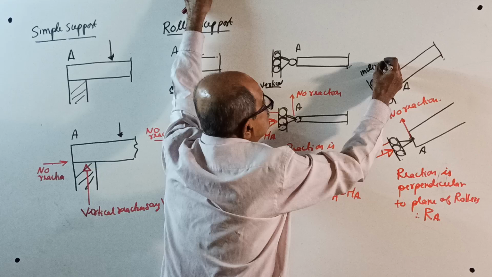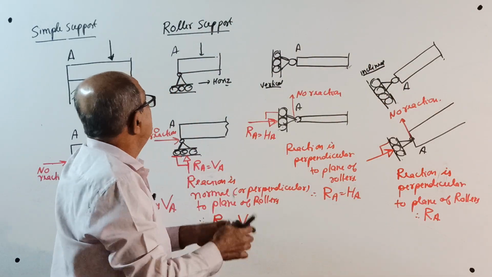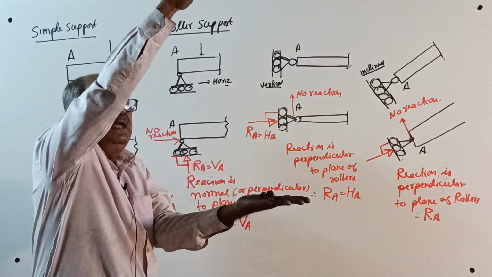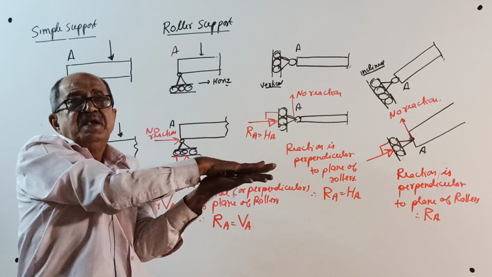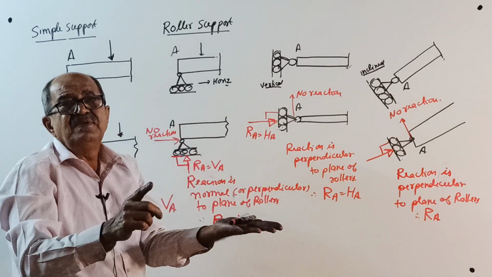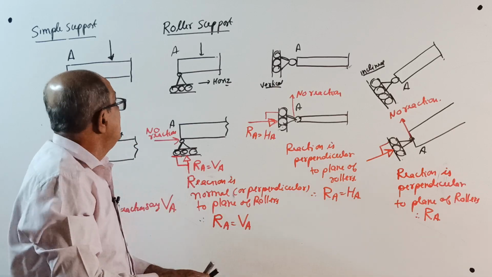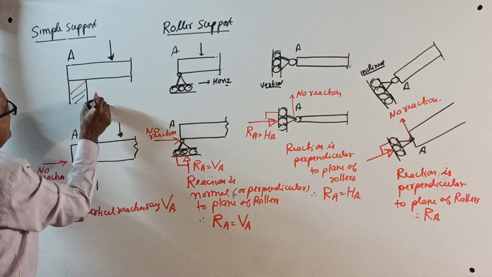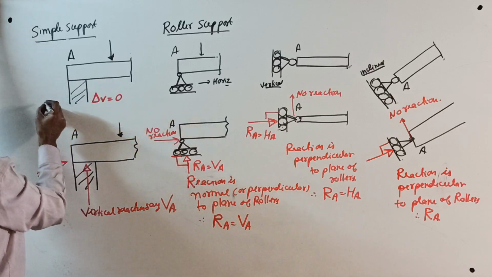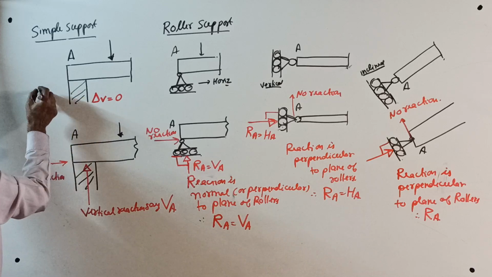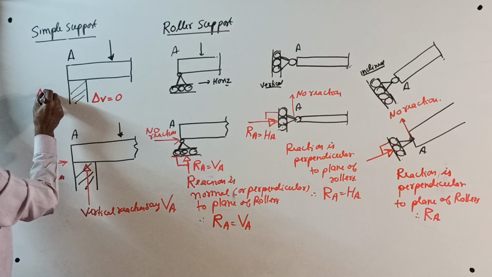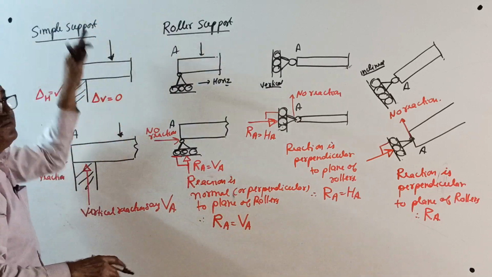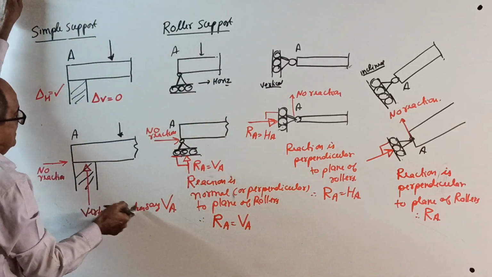Those who are serious should write. Now, this is the case of a roller in a horizontal plane. If I apply a vertical load this way, it will be prevented. Vertical displacement is not allowed. I will write displacement delta here. Delta vertical is 0. Delta horizontal is allowed. Therefore, vertical reaction.